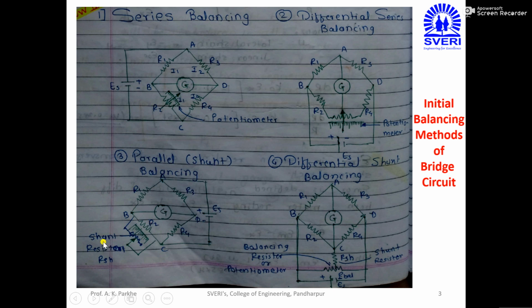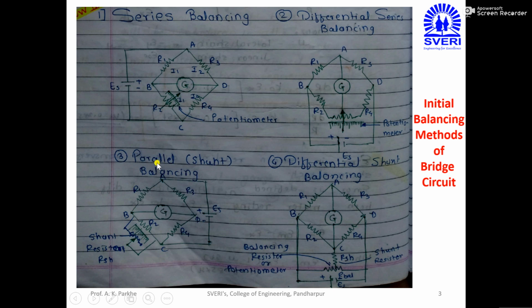That means whatever the maximum value of the shunt resistor, if I change the maximum value of the shunt resistor, according to that maximum value, only the minimum value of the resistor mounted on this particular Wheatstone bridge circuit will get changed. So by using that particular shunt resistor, the fine control arrangement as well as the coarse control arrangement is possible, which is not possible in the series balancing and the differential series balancing.